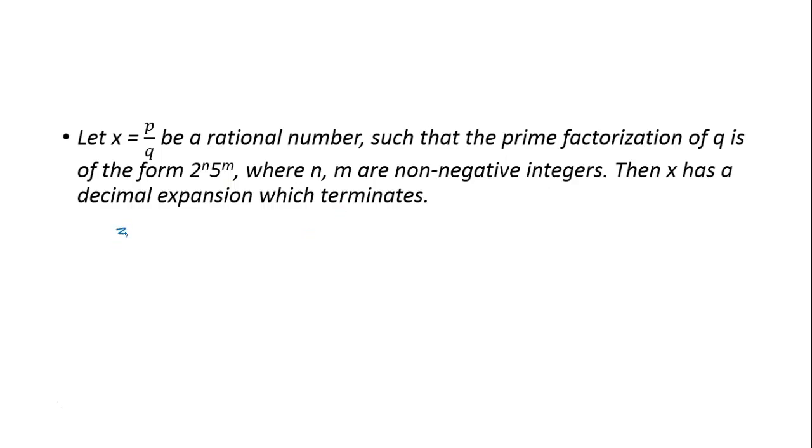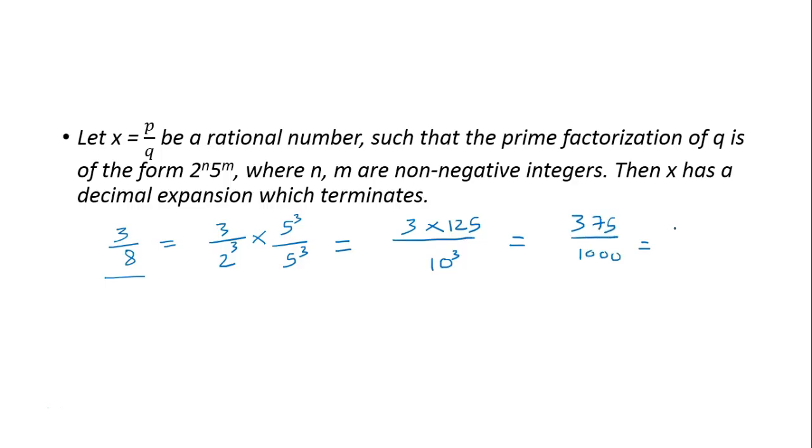Consider the rational number 3 by 8. Now 3 by 8 is the same as 3 by 2 cubed. So here it's a case where the denominator is expressed in the form 2 raised to n into 5 raised to m. Now to prove that the decimal expansion of this rational number 3 by 8 is indeed terminating, we need to multiply both sides of this fraction by 5 cubed. So if you do that multiplication, this becomes 3 times 125 divided by 10 cubed, which is 375 divided by 1000, and that's equal to 0.375, which is a terminating decimal.